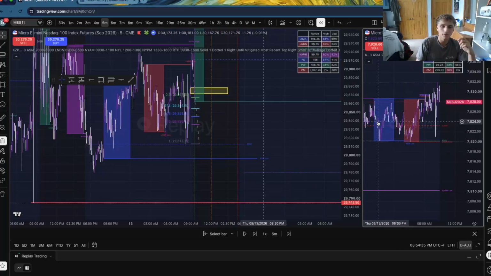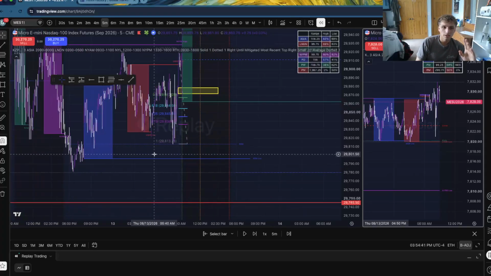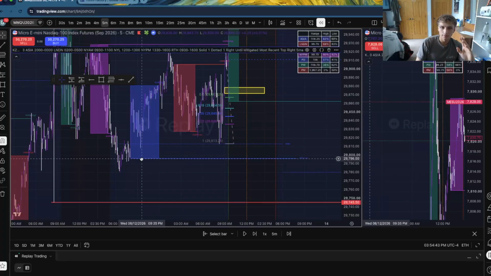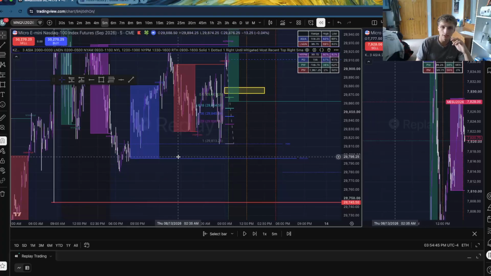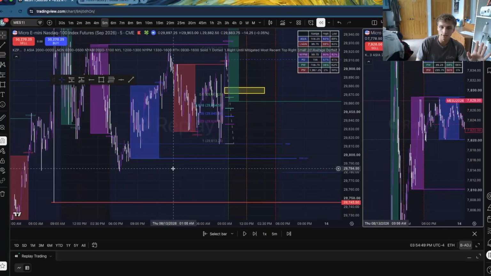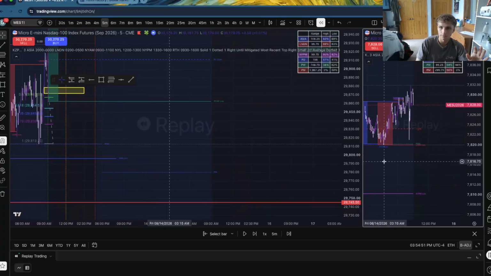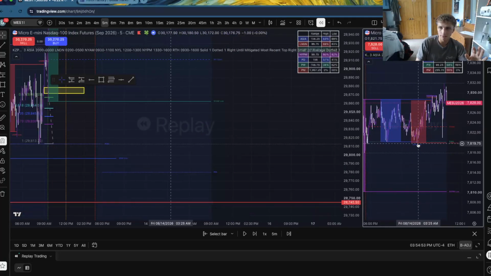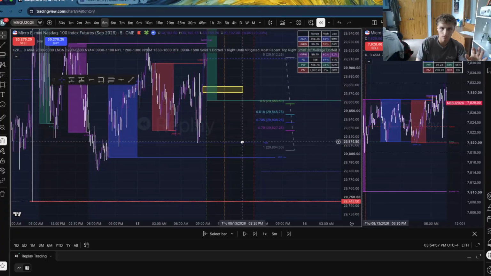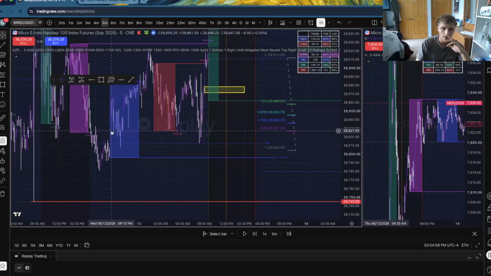Okay, so I only use Nasdaq, by the way. I don't trade ES. As you can see, we have London lows right here, and they never got swept. London never swept this Asia low. But on ES, we swept that low.